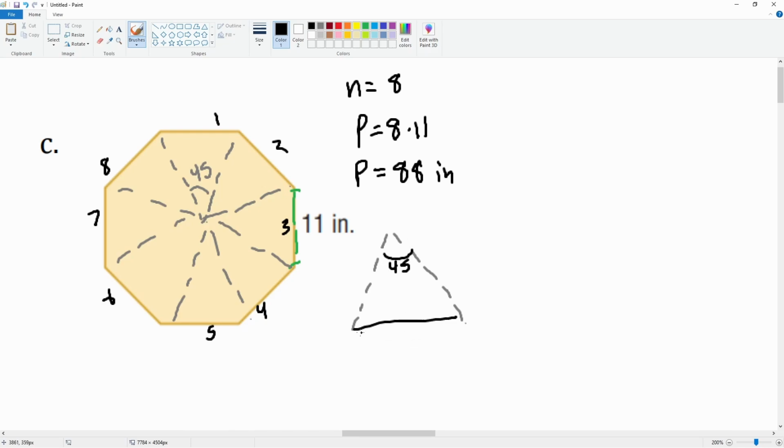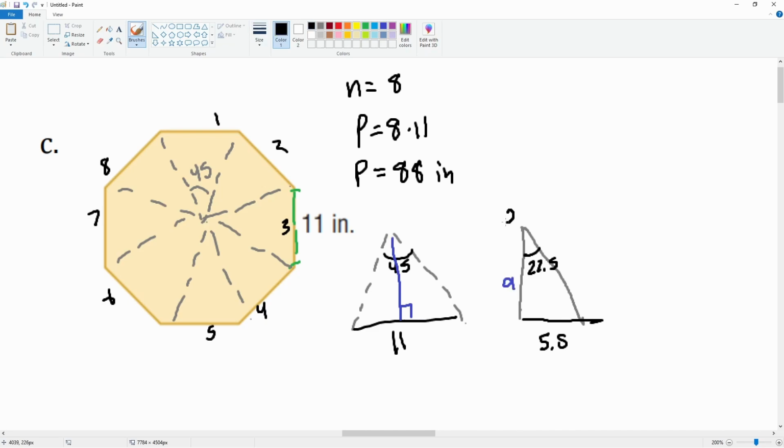And the base, which is 11. But I want to get a right triangle, right? Because I'm trying to get the apothem. So half of 45 is 22.5. So it is this piece right here. So half of 11 is 5.5. This angle, which is half of 45 degrees, is 22.5 degrees. Then we have our apothem here, right?